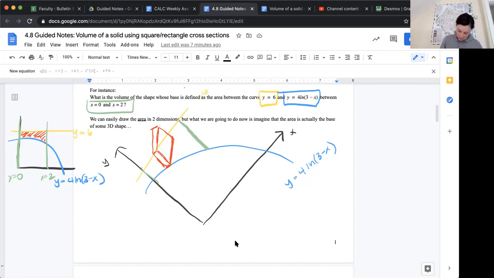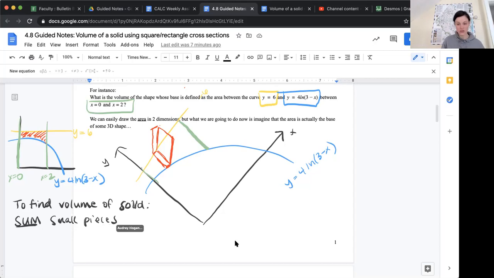So to find the volume of the solid, the giant red thing that I drew earlier, we are going to sum the small pieces. Those small red 3D pieces, we are going to stack a bunch of them together until we create the large 3D shape. And if we can sum up the volume of each of those small pieces, then hopefully you can see intuitively that we would have the volume of the big large shape, okay?